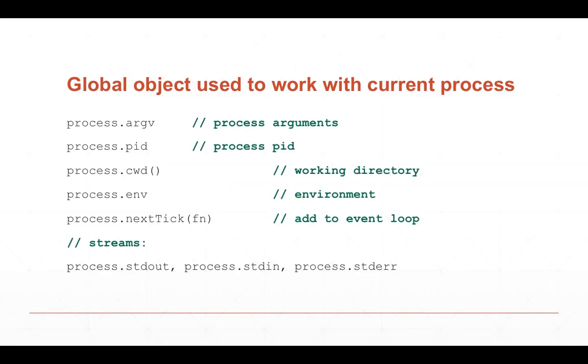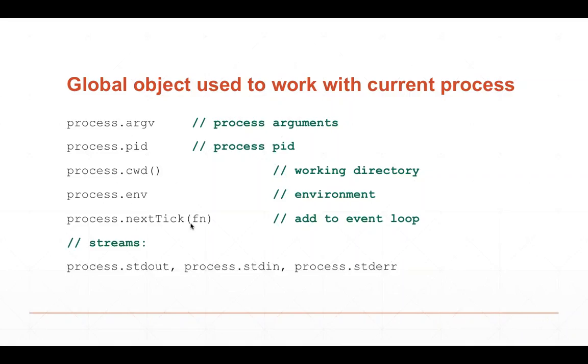argv is the list of arguments that your application has been started with, and I think we used it in the last session. pid is the ID of the process. There are also the current working directory, the environment, and scheduling execution for the next tick of the event loop. These kinds of things are super useful.